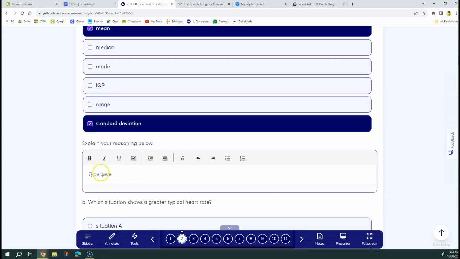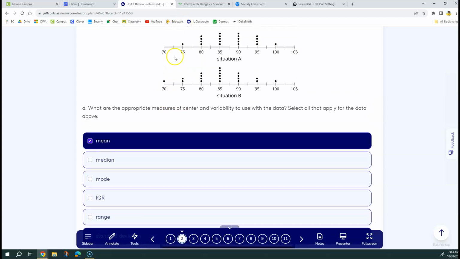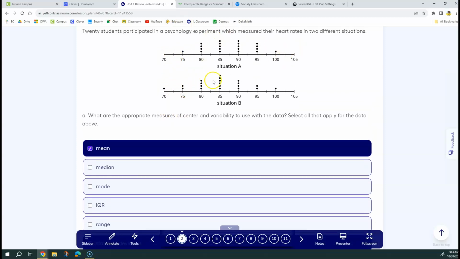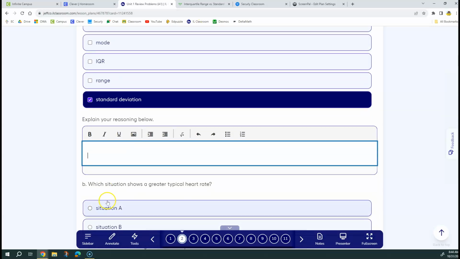Okay, and then there's the explanation there. Since both situations are symmetric, the mean is the best and the standard deviation is the best. Both of these would be affected by extreme outliers on either end if there was a super low number or super high number. So that's not the case in this one. So mean and standard deviation.